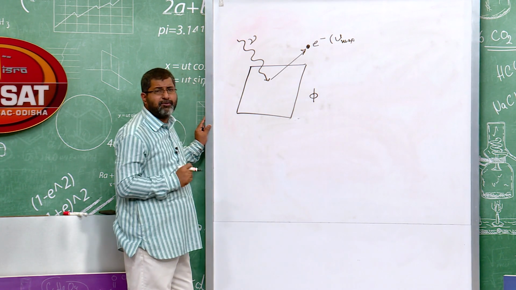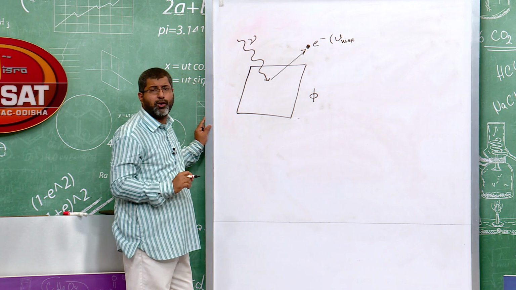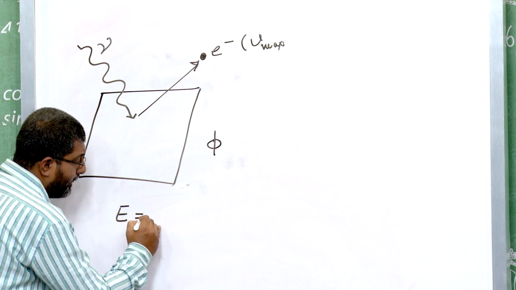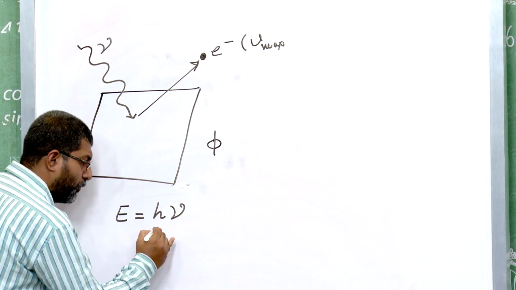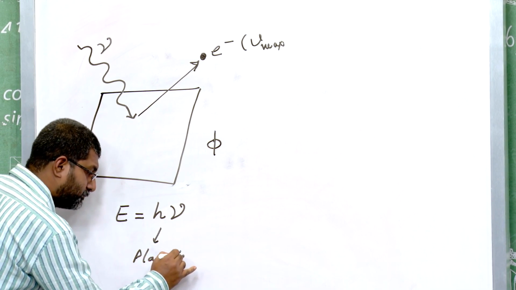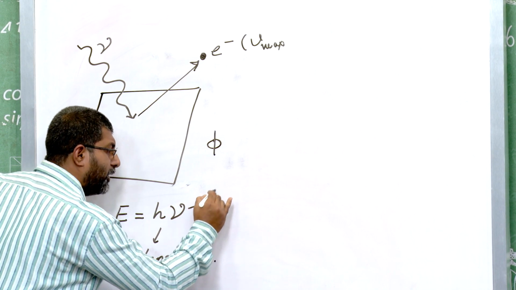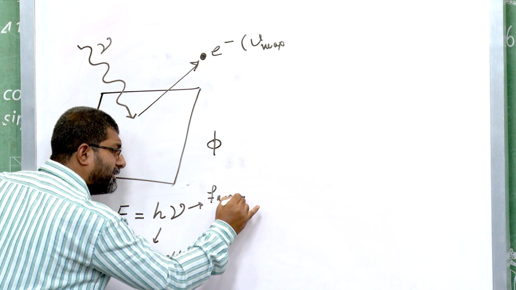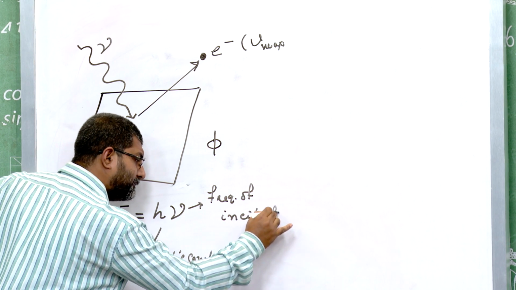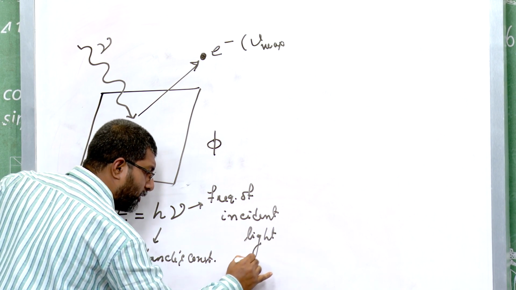As per Planck's quantum theory, this light radiation consists of photons, each of energy E equal to h nu, where h is your Planck's constant and nu is your frequency of incident light or photon.